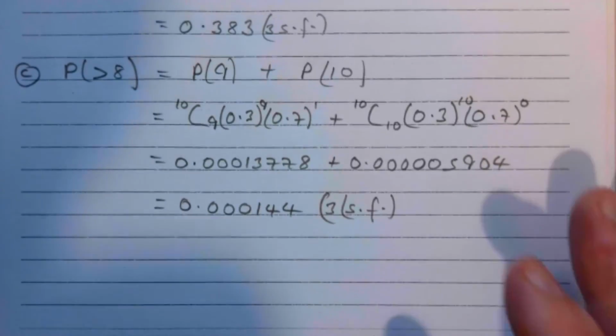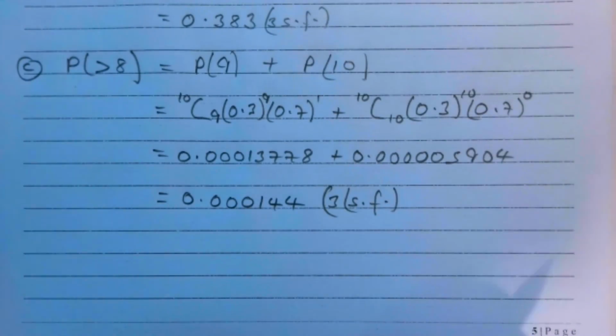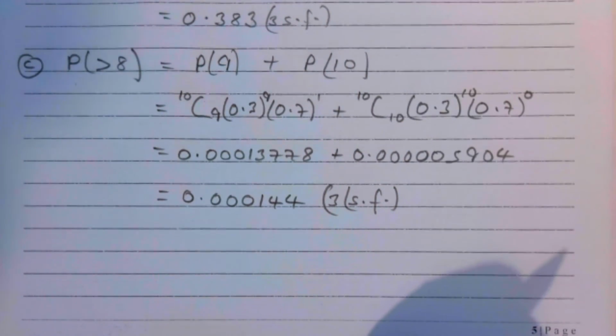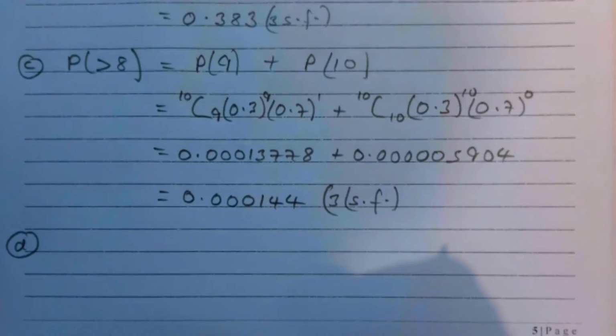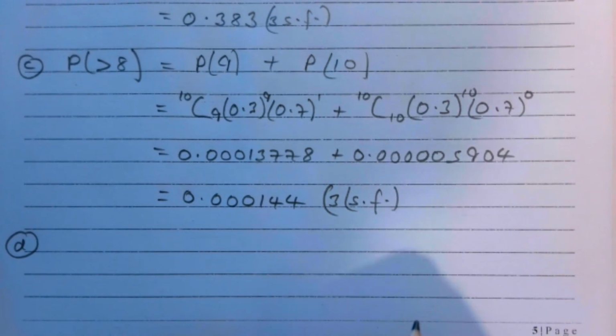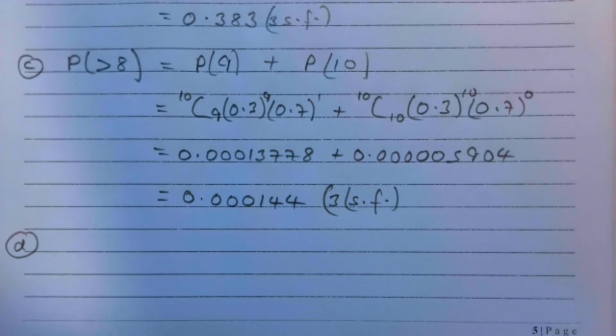Final part then, at least one travels by bus. So what are we going to do there? Hopefully you can work this one out. That's either 1 or 2 or 3 or 4 or 5 or 6 or 7 or 8 or 9 or 10. It's much easier to do 1 take away the probability of none. So that's the way we'll work that out.